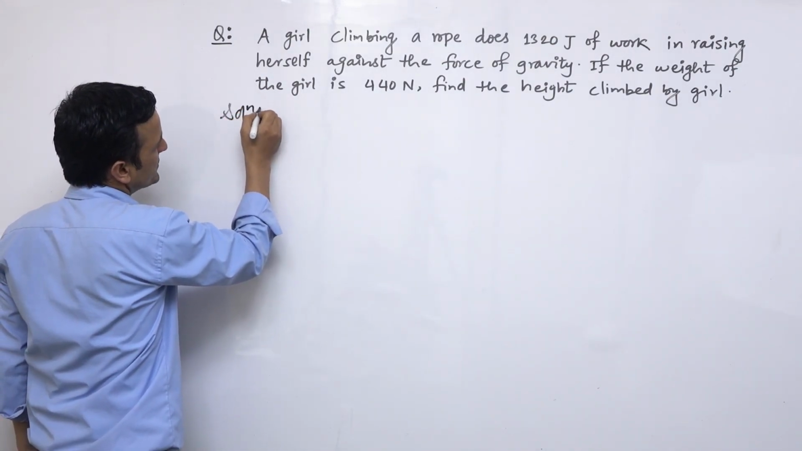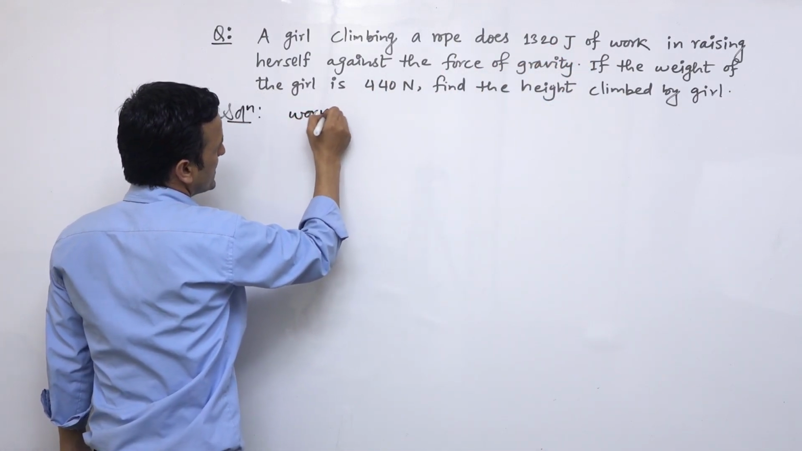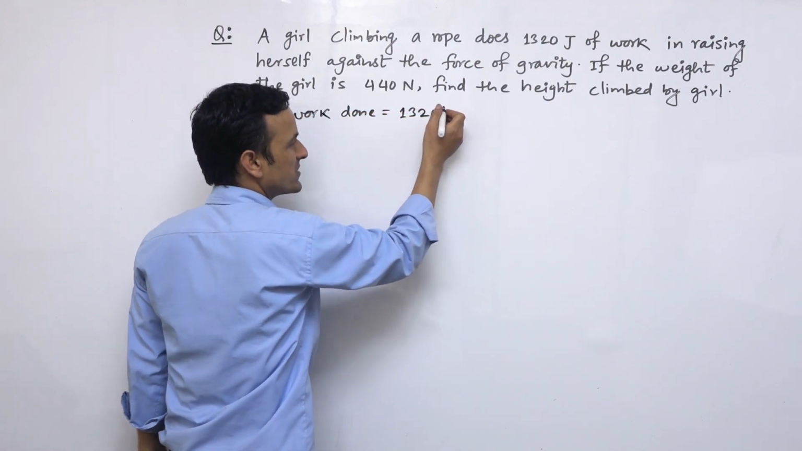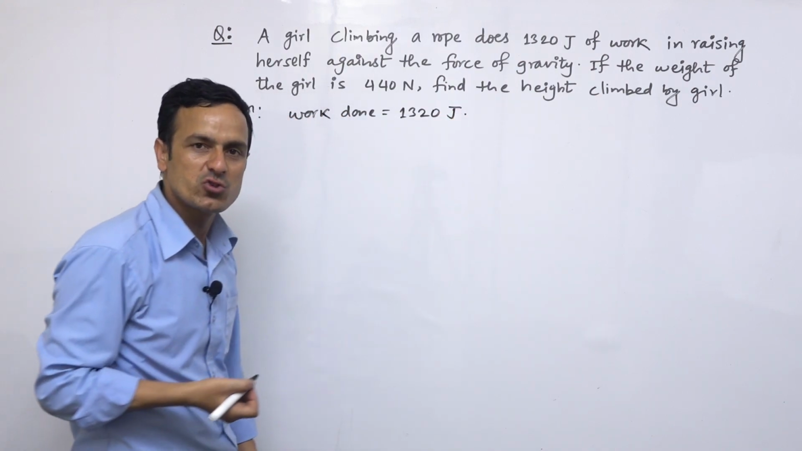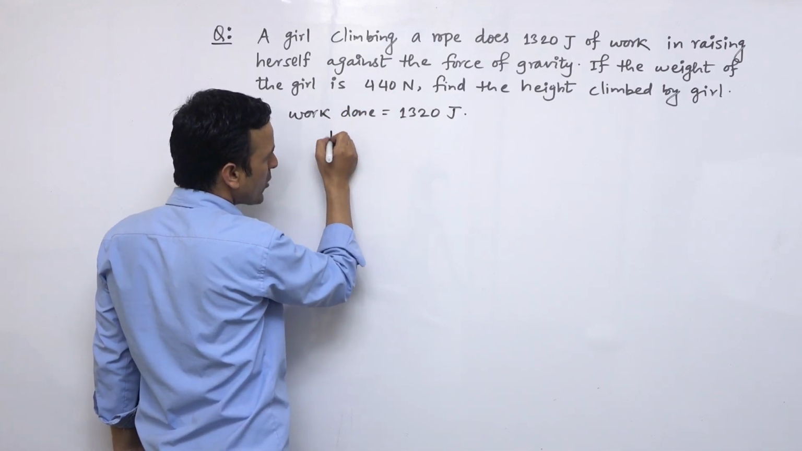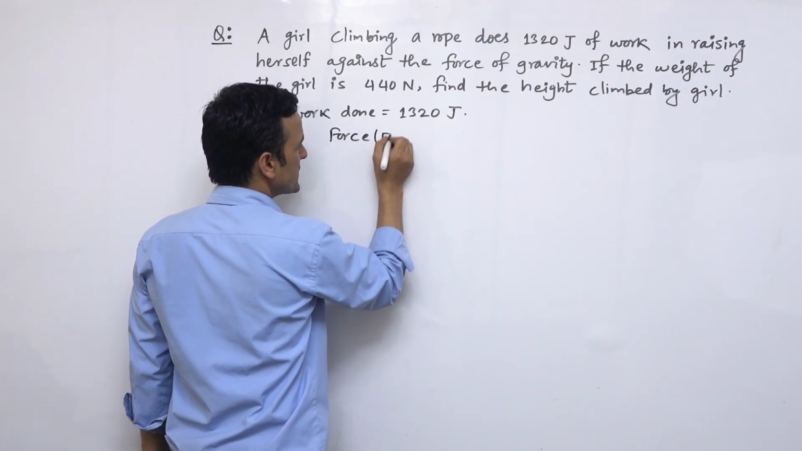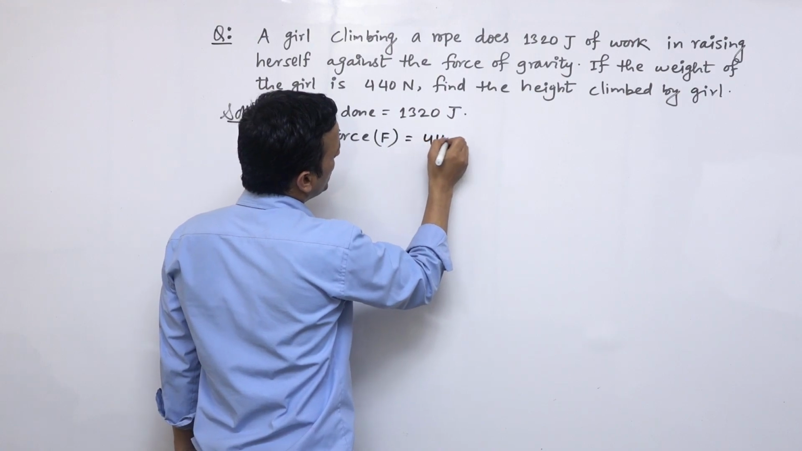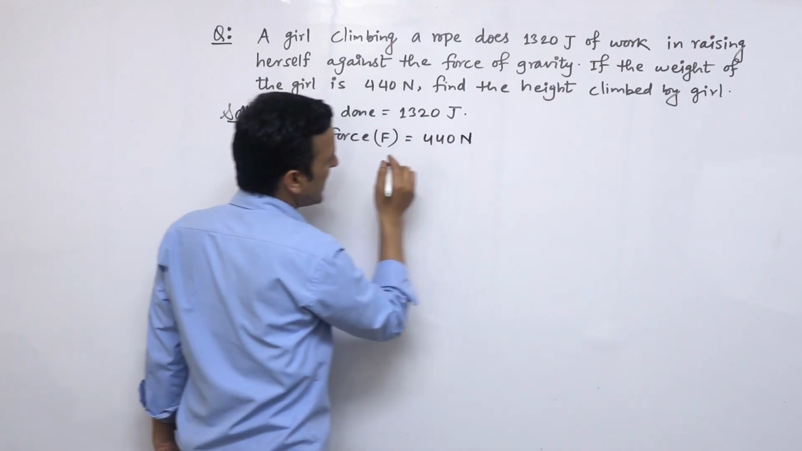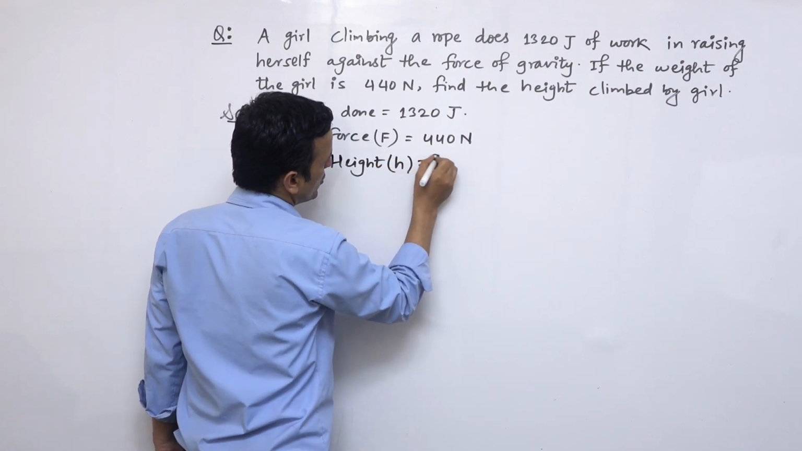So in this question, this is the work done. So work done is equal to 1320 joule. Its unit is joule. And if the weight of the girl is, so this is weight, or we can say force. Force and weight, that is same thing. So this is force. Force is equal to 440 Newton, 440 Newton. Find the height climbed by the girl. So height is required. So h is equal to what?